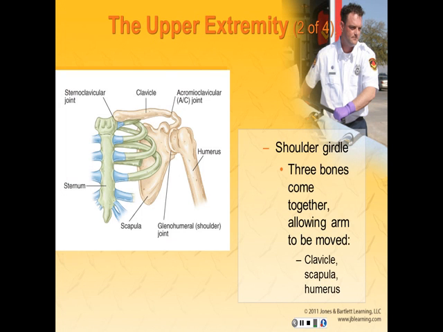The shoulder girdle is where three bones come together. These are the clavicle or collarbone, found here. This is the sternum we just talked about. So this is the sternoclavicular joint. This is the acromioclavicular joint, the AC joint. You have the glenohumeral shoulder joint here, the scapula, and the humerus. So the three bones are the clavicle, the humerus, and the scapula joined together, and that allows the arm to be moved.